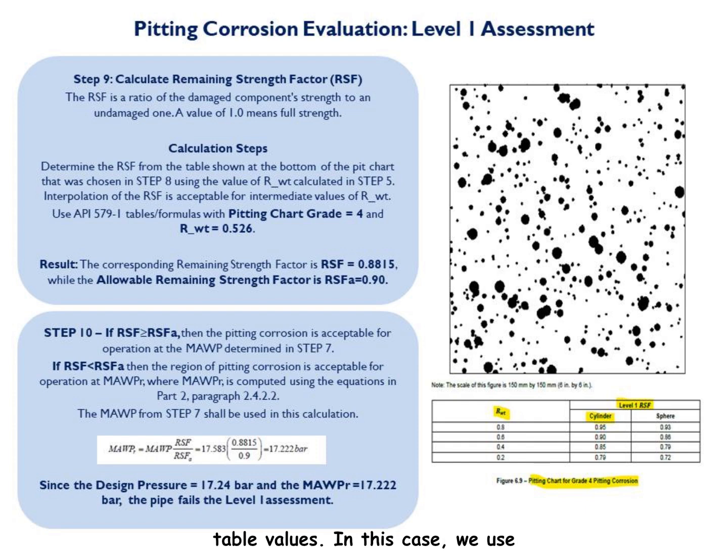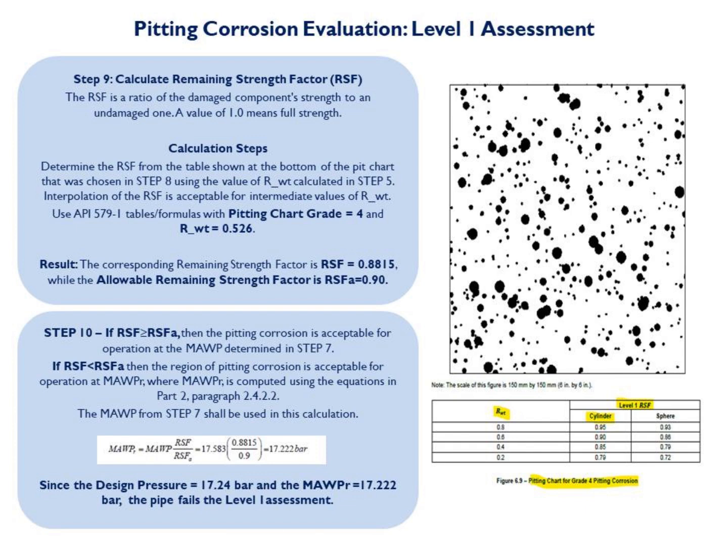In this case, we use the API 579-1 tables or formulas with a pitting chart grade of 4 and an RWT of 0.526. The calculation gives us an RSF of approximately 0.8815. Now, compare that to our allowable threshold, which is 0.9. This comparison helps us assess whether the corrosion damage is acceptable for operation.